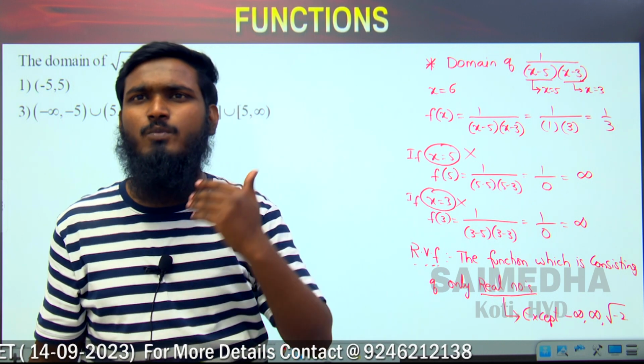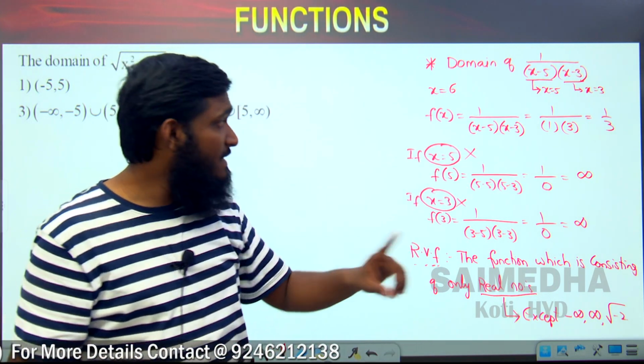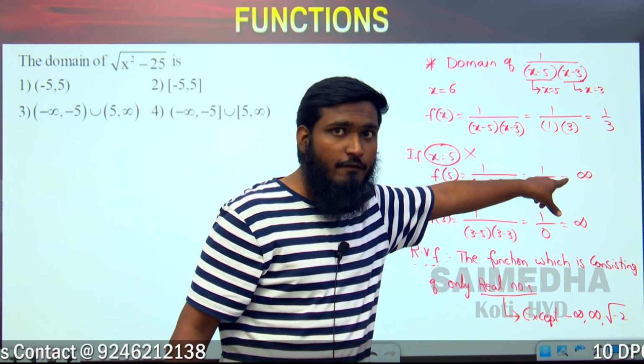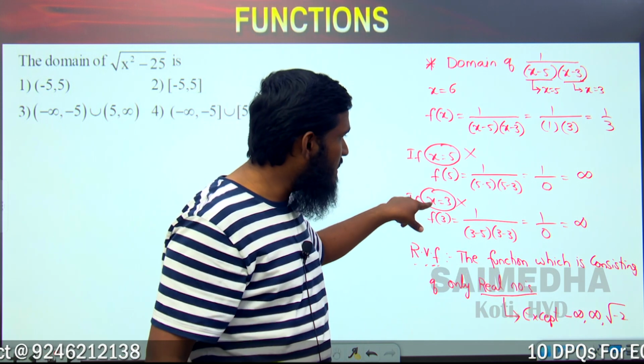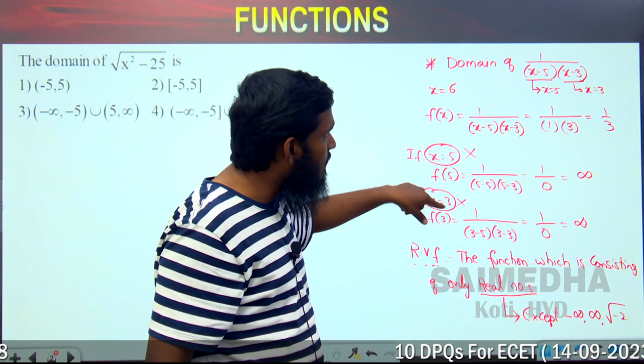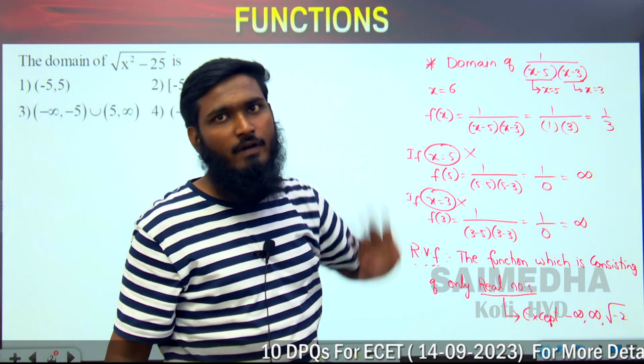Negative numbers, positive numbers, whatever it may be, we can take all the other numbers except 5 and 3. Because if you take 5, it becomes infinity, not a real number. If you take 3, again it becomes infinity, not a real number. So except these two numbers, all the other numbers we call the domain of that function. Is it clear?